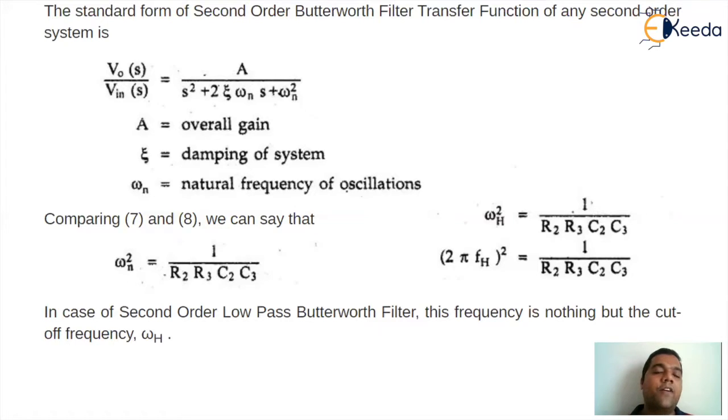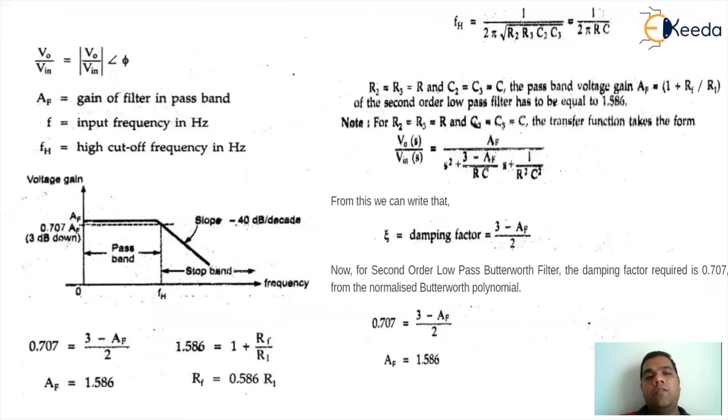On comparing with the standard function, we get omega n square as 1 upon R2 R3 C2 C3. So omega h will be the square root of 1 upon R2 R3 C2 C3. Then 2 pi FH square will be equal to 1 by R2 R3 C2 C3. From this you get FH as 1 by 2 pi under root of R2 R3 C2 C3. Now for some standard assumptions, we take R2 and R3 equal to R, and C2 and C3 equal to C. Under this situation, the cutoff frequency becomes 1 by 2 pi RC.